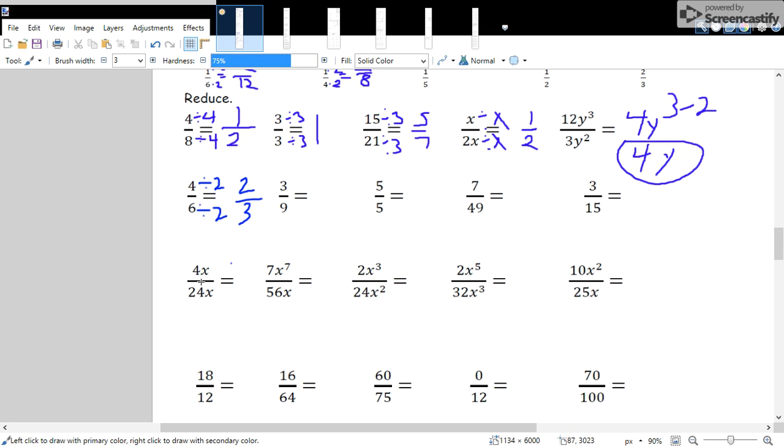Okay, let's look at this one, 4x over 24x. Well, x divided by x is just 1. 4 and 24 share a factor of 4, so we could divide both of them by 4. 4 divided by 4 is 1. 24 divided by 4 is 6. So your reduced fraction is 1/6.